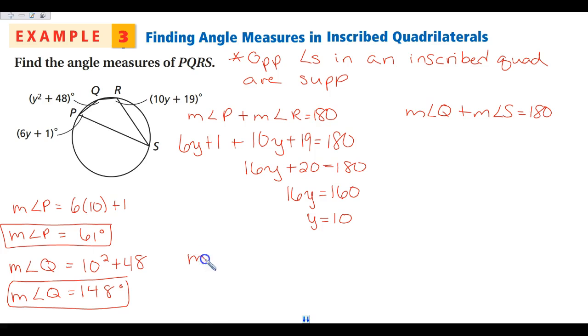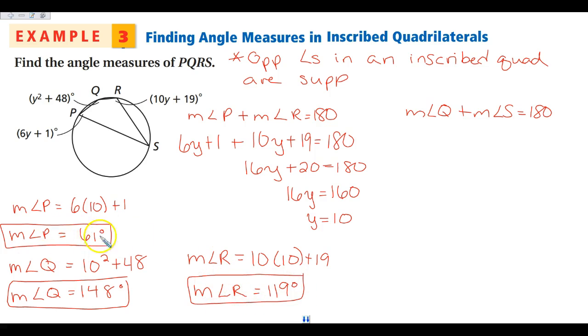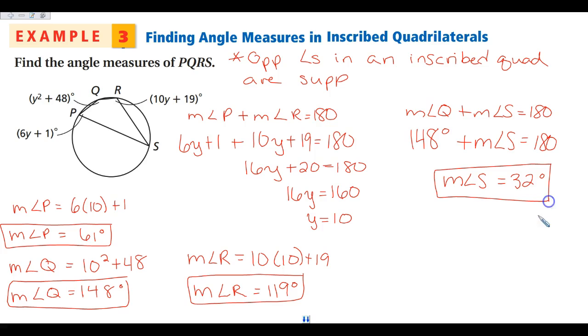Okay, then we're going to look at the measure of angle R, which is going to be 10 times 10 plus 19, so 119 degrees. And you can double check that 119 plus 61 is going to add to 180. Then when we look for the measure of angle S, I'm going to plug in here. We know that Q is 148. And when I subtract that from 180, I'm going to get that the measure of angle S is 32 degrees. So there's all four of my angles.